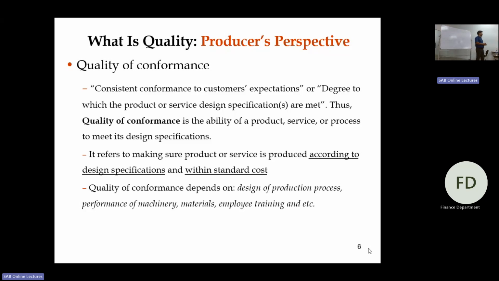Understanding? It refers to making sure the product is produced according to the design specifications. Design specifications. That is the meaning of conformance. Not the conformance, but conformance.